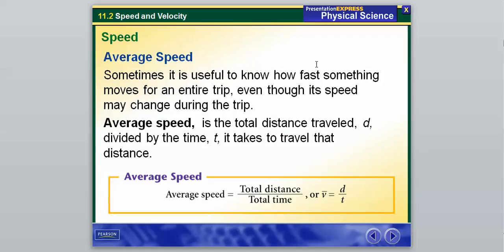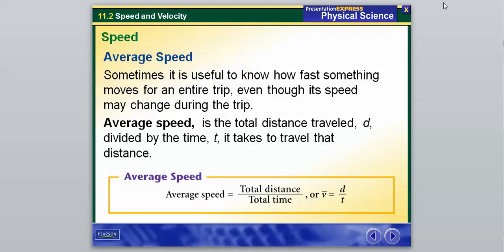Sometimes it's useful to know how something moves for an entire trip, even though its speed may change during the trip. If you're on a long journey, you're hardly ever going to be able to travel at the same speed throughout the entire trip. There might be a time where you're on the interstate and you can drive a little bit faster. There might be a time you get stuck on a back road behind a semi or a tractor, and then your speed slows down. So what is your average speed?